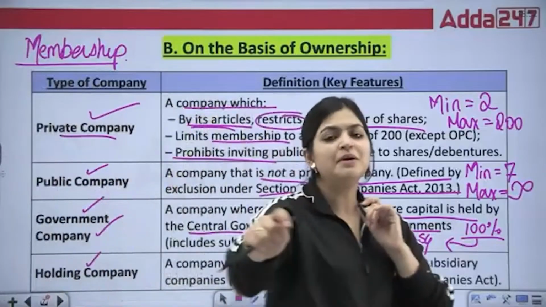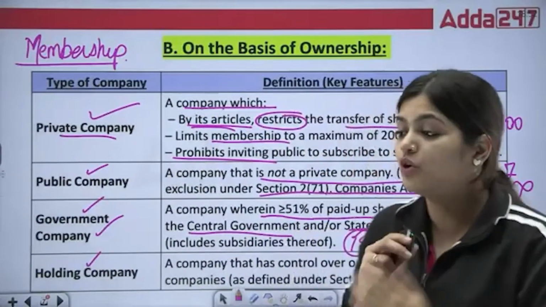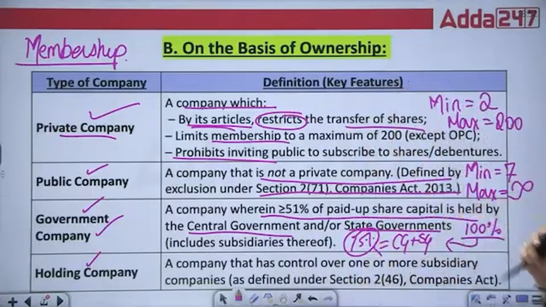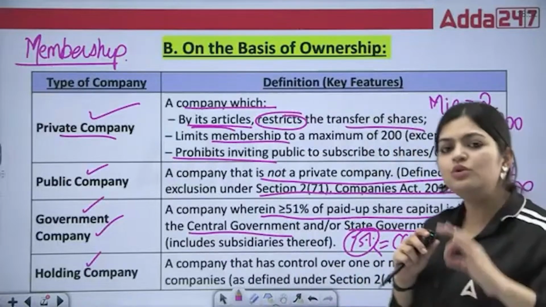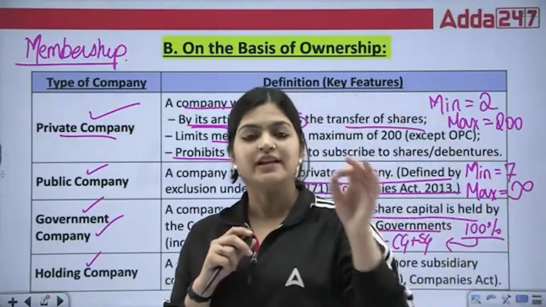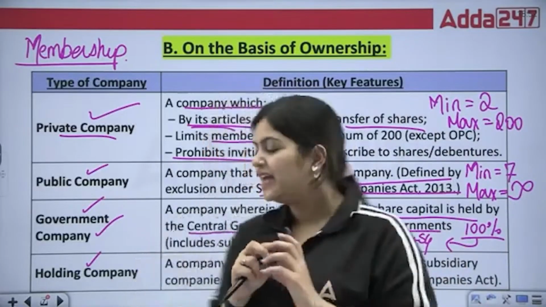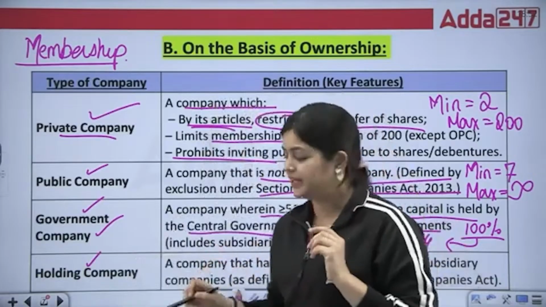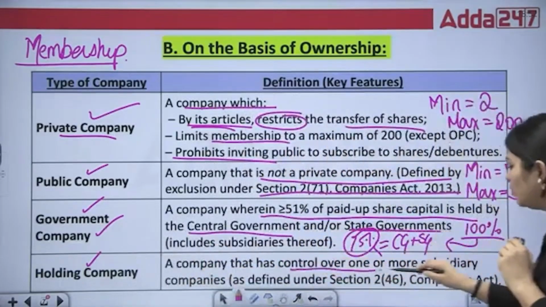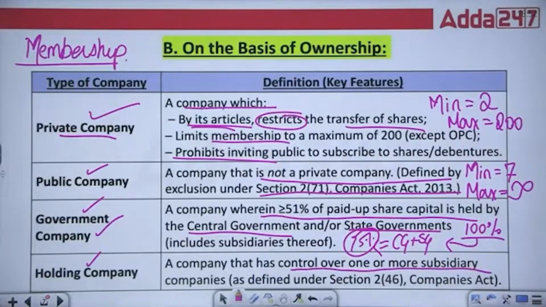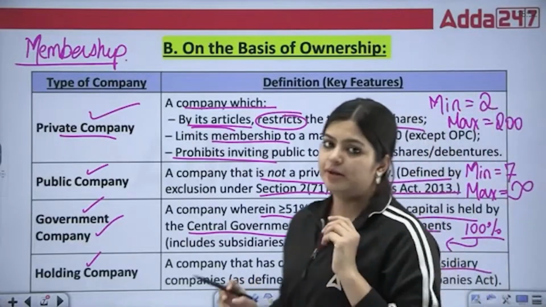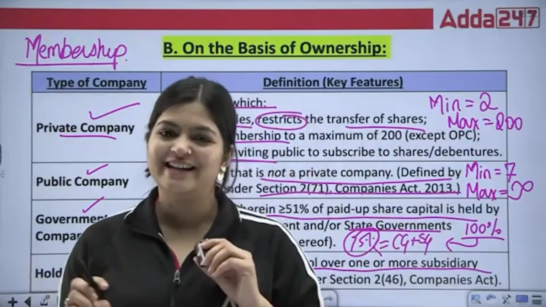So what is the minimum requirement if you are going to be called a government company? That is equal to or more than 51%. Okay. Then the last one, holding company: a company that has control over one or more subsidiaries. So that is your holding company. Now you need to remember the definition.